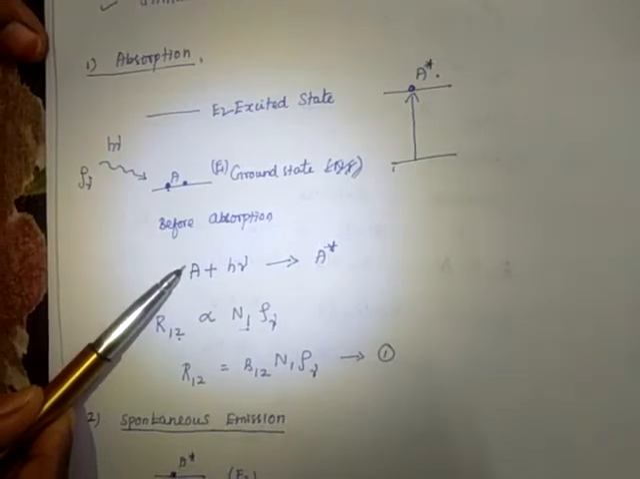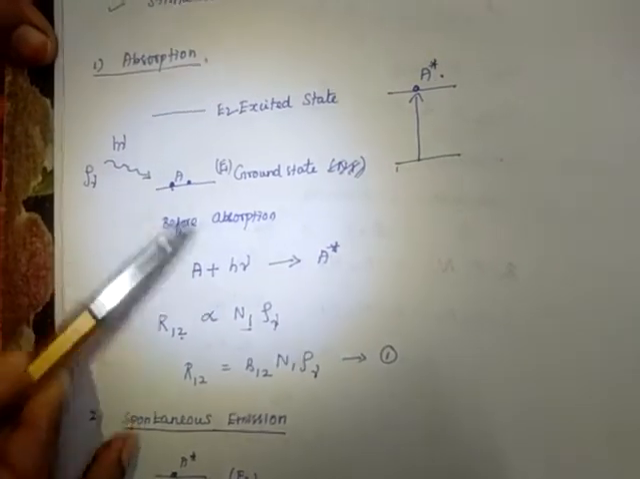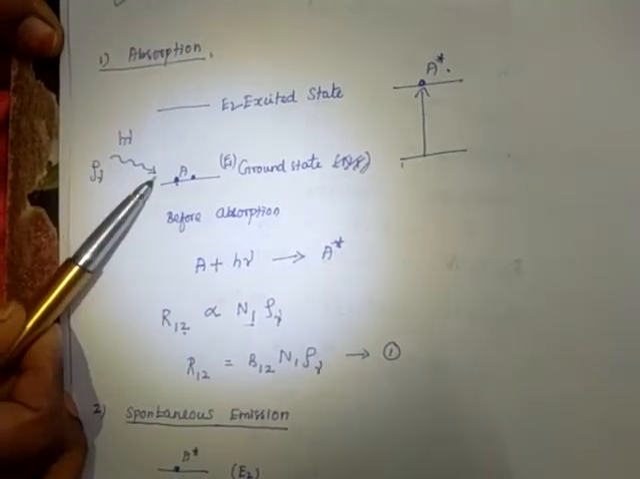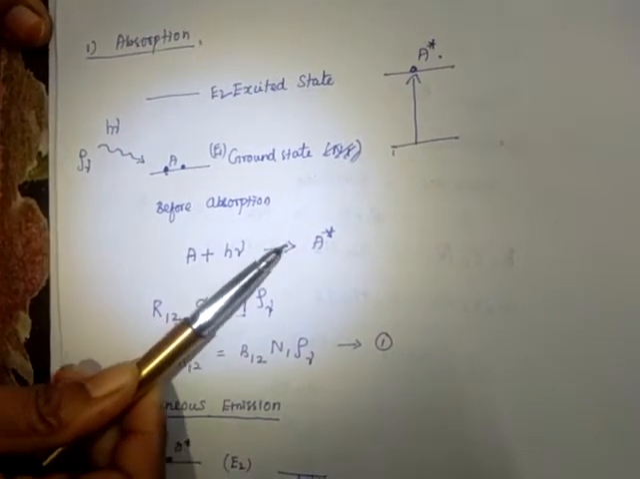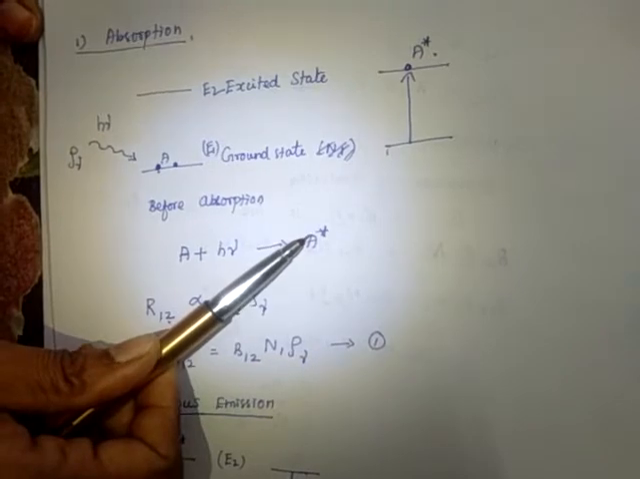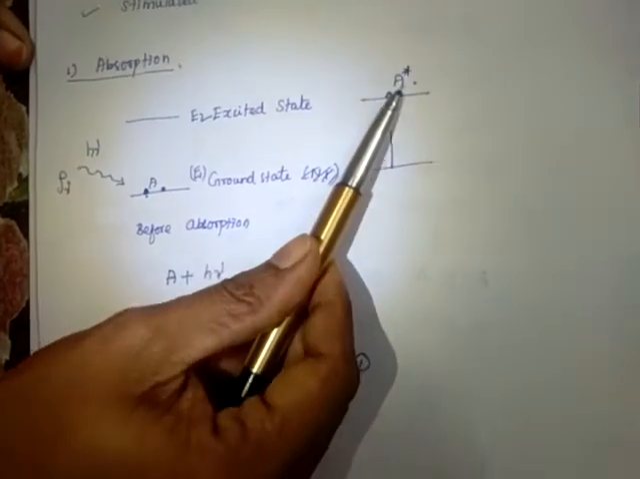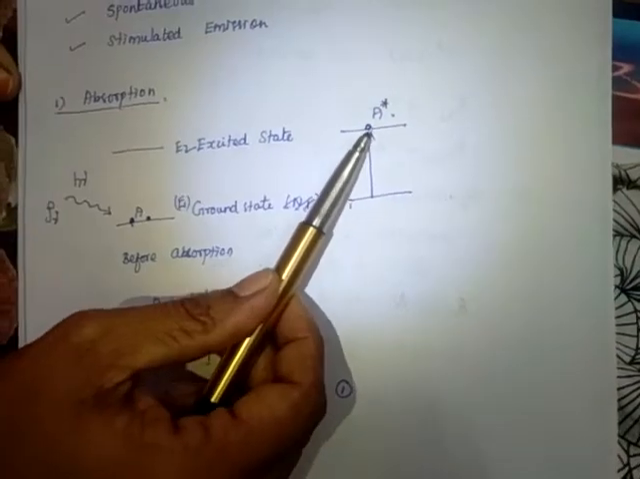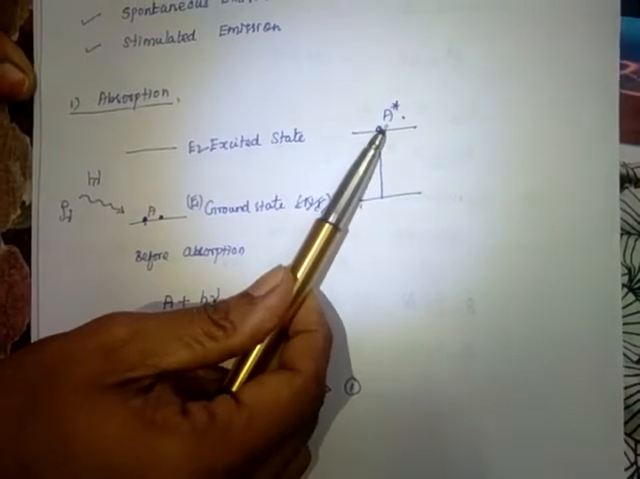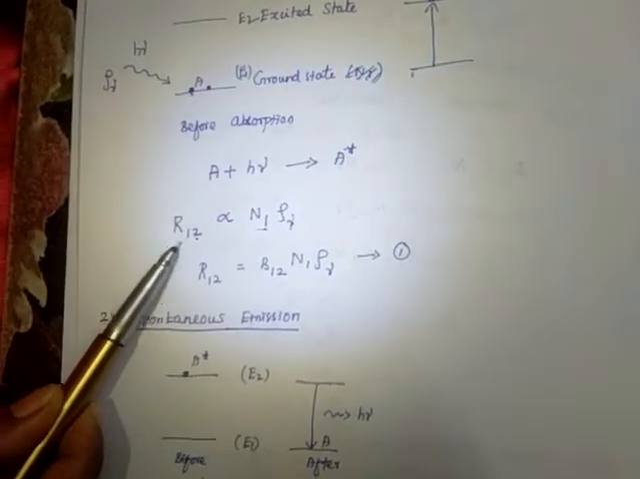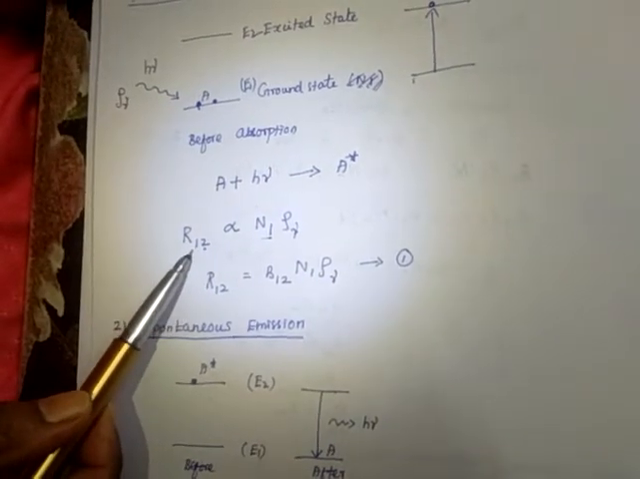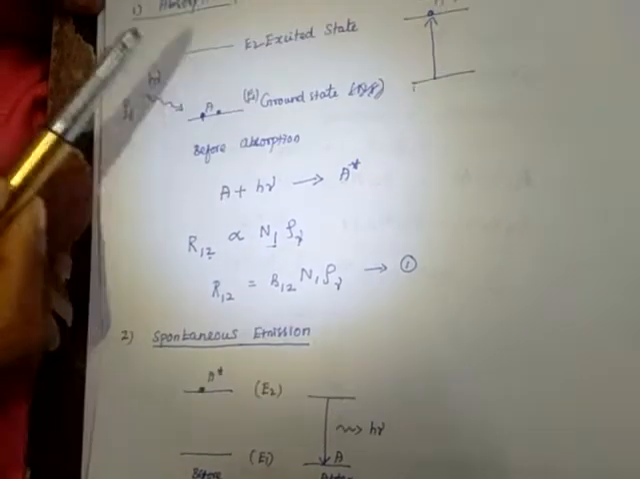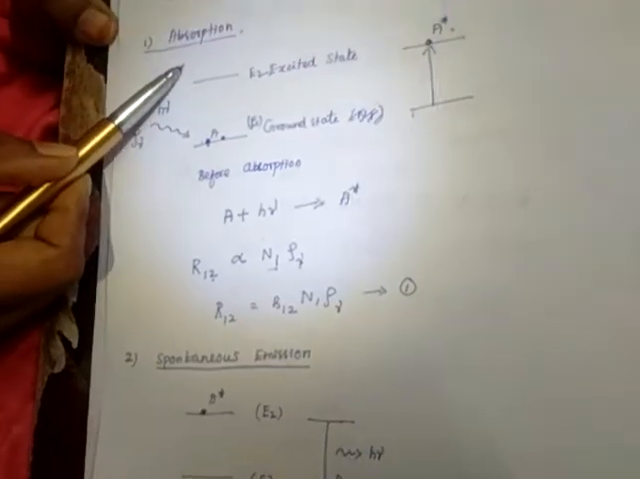So A is the atom which is present in the ground state. H nu is the incident energy. So it absorbs the incident energy. After that it goes to the excited state. So A star represents the atom which is present in the excited state. Here the rate of absorption is R12, where 1, 2 represents the transition from ground state to excited state.